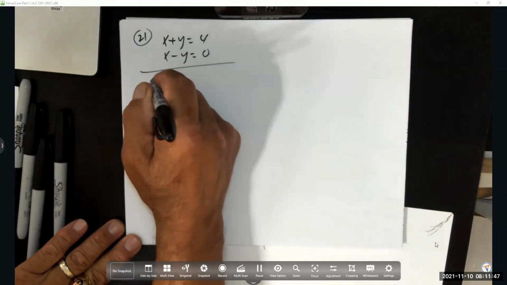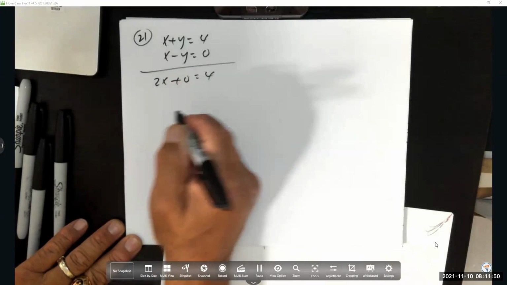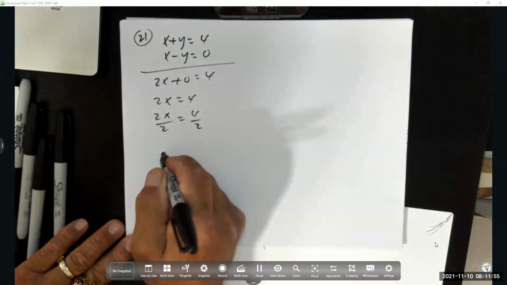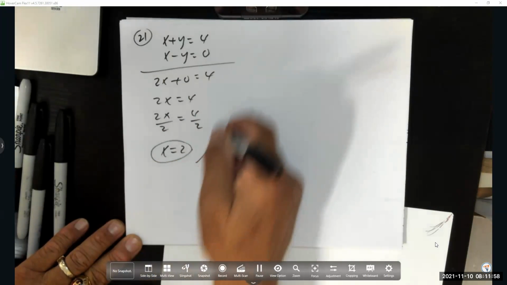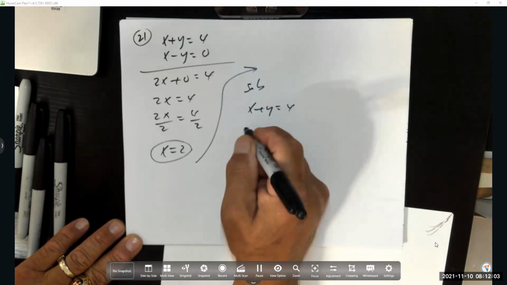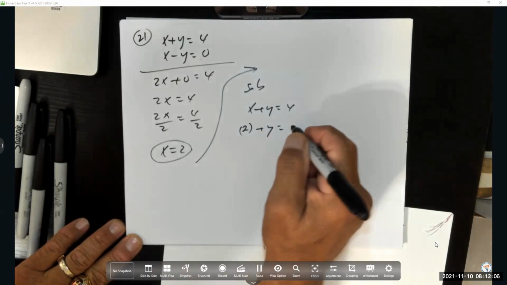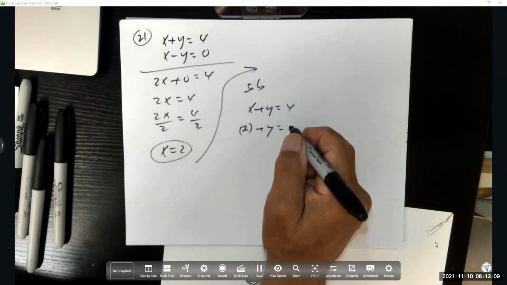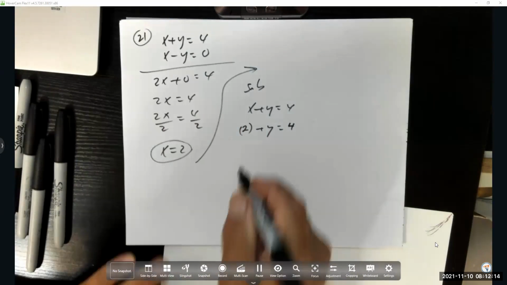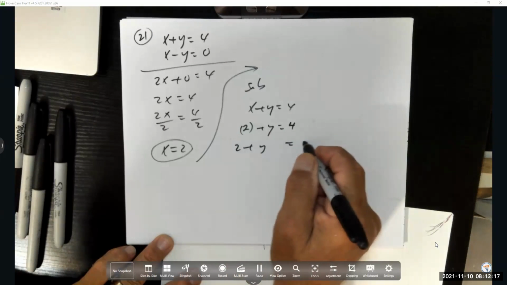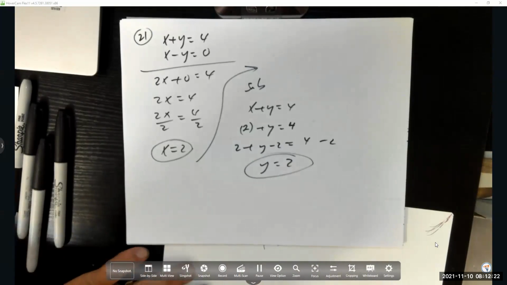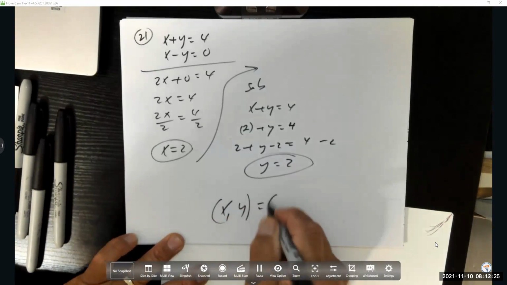All right, so this one. If I add down, this gives me 2x plus 0 is 4. So 2x equals 4, and you divide again by 2, both sides. X is 2. Now, I'm going to substitute again. X plus y is 4. So 2 plus y equals 4, minus a 2, minus a 2. So y equals 2. So it says that x and y are going to be 2 and 2.